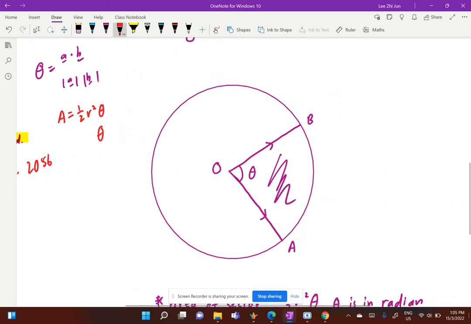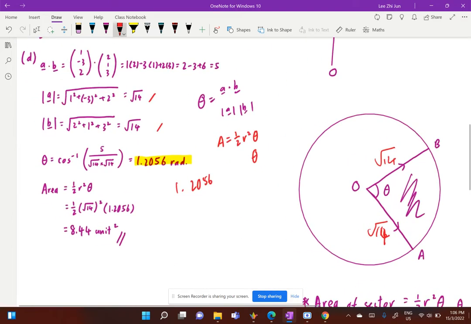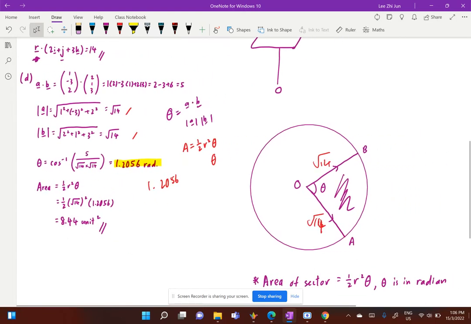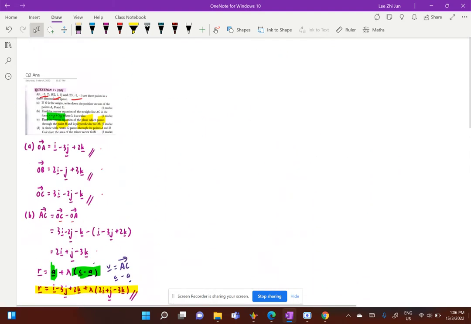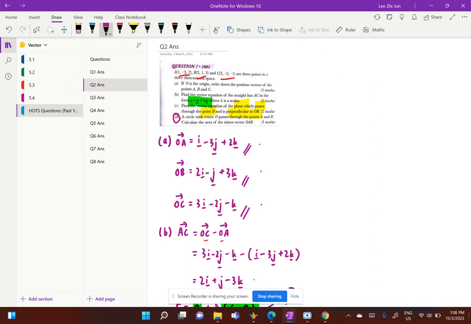Okay, the radius is here. Because I find the OB and OA, the magnitude is 14, right? So it will be the radius. And with the angle, I will get 8.44 units squared. Just like that. Compared to the other questions I prepared, this is more easy. I think this is the easiest. It's just tricky whether you still remember this area of minor sector or not. So that's why I put this question into the homework.